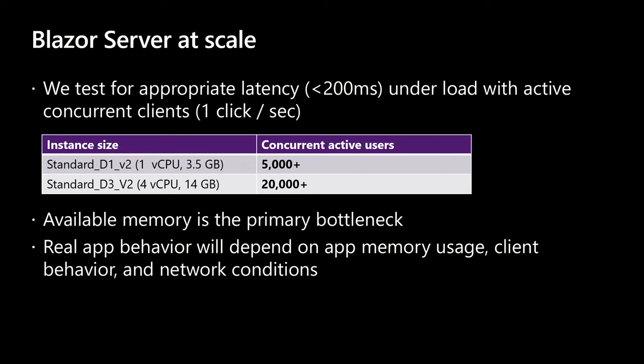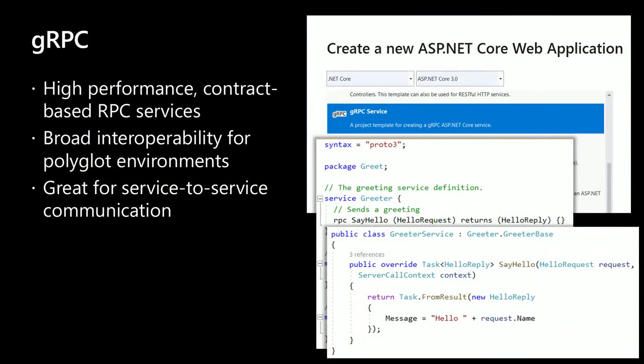Your client behavior and your network conditions will, of course, also impact latency, so you'll need to do some planning for your own app. But as a baseline framework level, the scale is looking pretty good. All right, let's look at some of the other features to build the other side of our app. We looked at the front end and the client. What about the back end? We have gRPC support in ASP.NET Core now, in .NET Core 3.0.